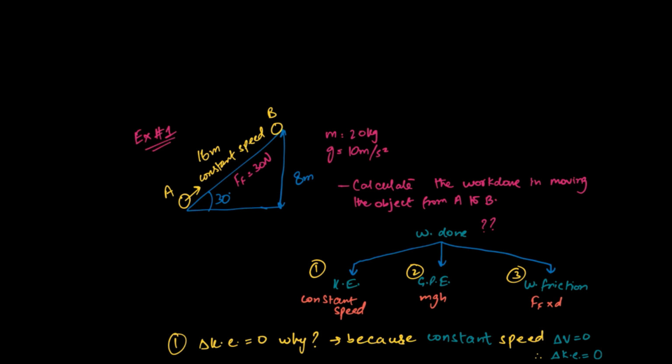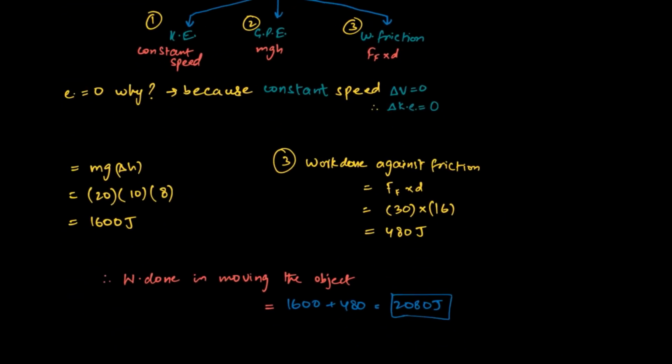So work done against friction. We know that there is a frictional force of 30 newtons and the distance traveled is 16 meters in the direction of the force. And it is against friction, so we have to find it out. The answer would be 30 newtons times 16 meters, which is 480 joules.